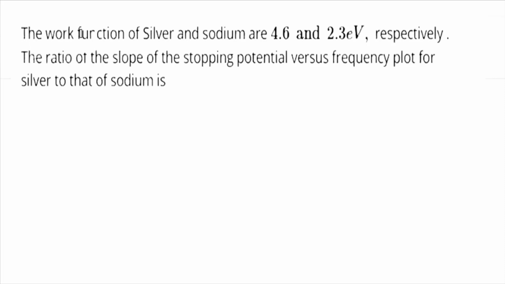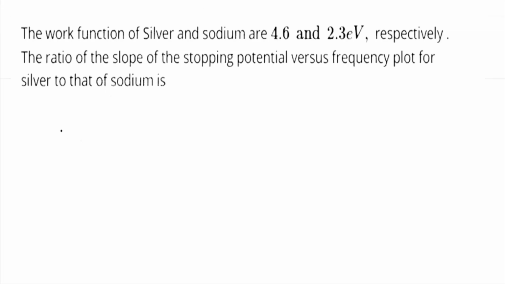Hello students, today our question is: the work function of silver and sodium are 4.6 and 2.3 electron volt, and we have the ratio of the slope of the stopping potential. We have to find the ratio of the slope of stopping potential versus frequency for silver to that of sodium.